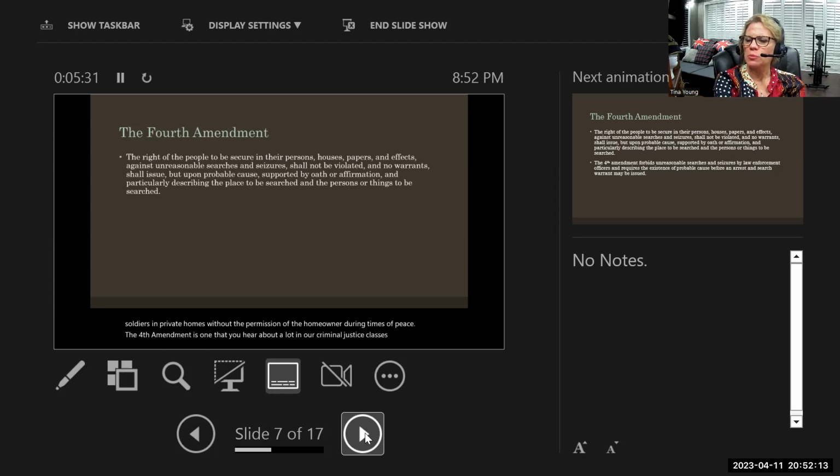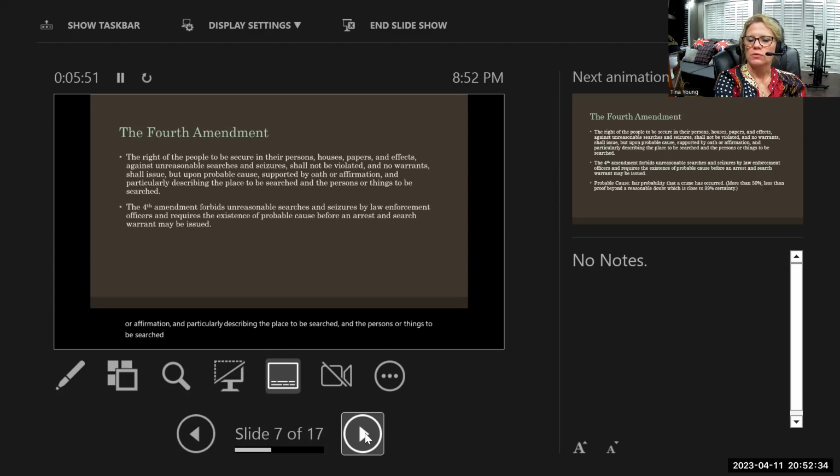The right of the people to be secure in their persons, houses, papers, and effects against unreasonable searches and seizures shall not be violated, and no warrants shall issue but upon probable cause supported by oath or affirmation, and particularly describing the place to be searched and the persons or things to be seized.